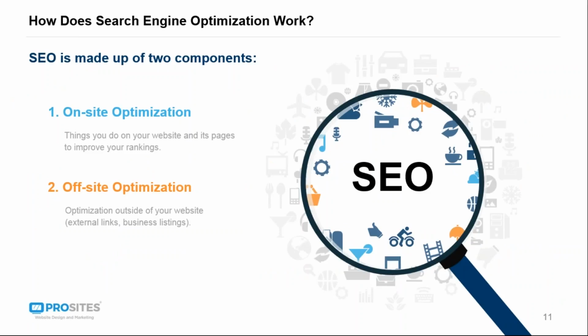So ultimately, SEO can broadly be broken down into two components. There are factors that are directly on your website, which is what we refer to as on-site optimization. And then there are things that affect your website's rankings that are off of your website, so you have to have some optimization outside of your website as well.